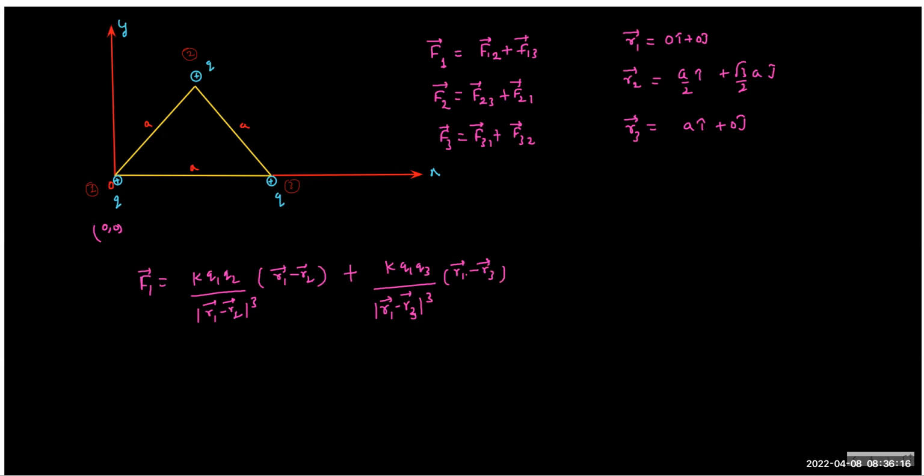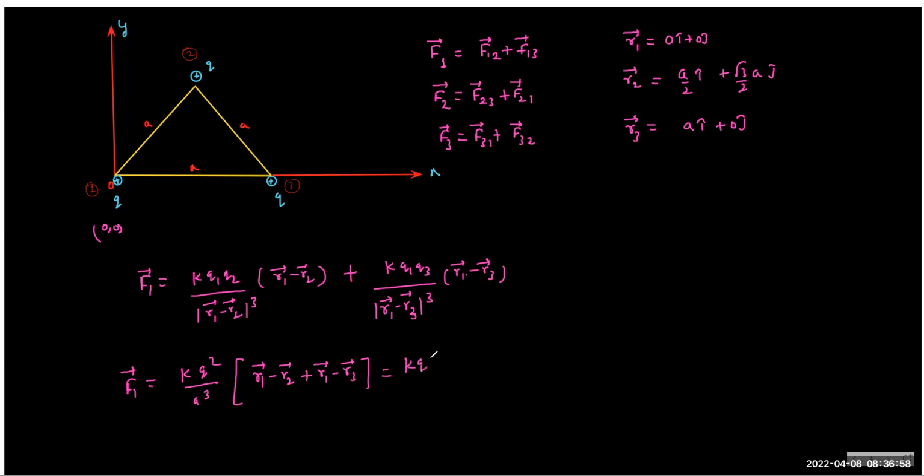Although it looks lengthy, it's pretty easy because we need not do any calculation, because we know the separation is a, right? So I can write it as Q1 Q2 by just a cube, right? Yes, sir. And Q is also equal. So kQ square by a cube is the term we have common from both, because this is same and this is same, right? Yes, sir. So what we are left with is (r1 minus r2) plus (r1 minus r3).